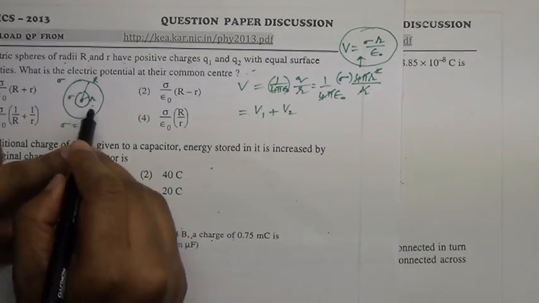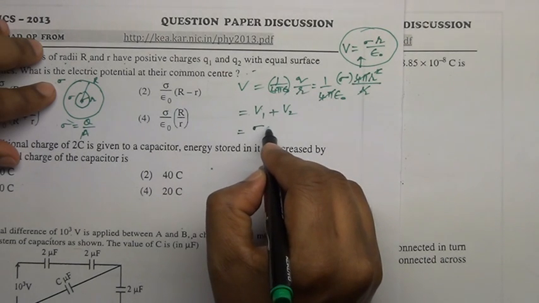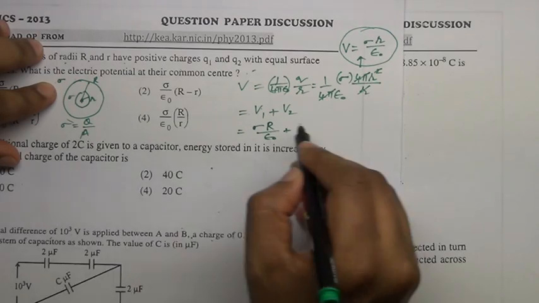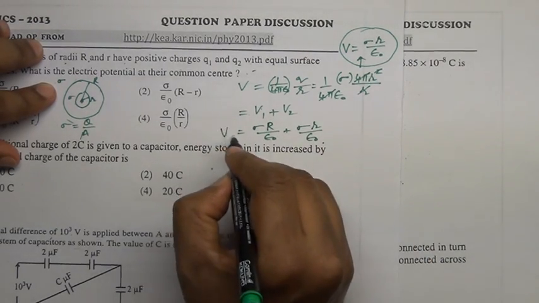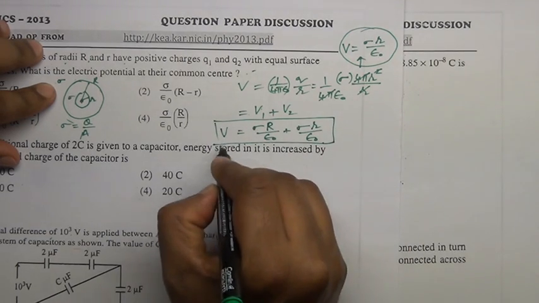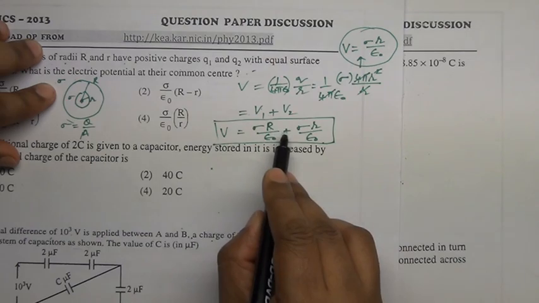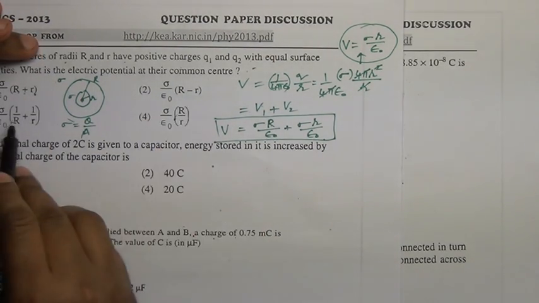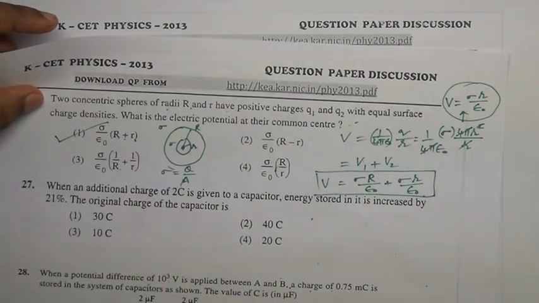Now, because of the outer sphere, V1 is sigma R by epsilon naught. Because of the inner sphere, sigma r by epsilon naught. This is the total potential. Sigma by epsilon naught is a common factor, therefore R plus r. This is the correct option.